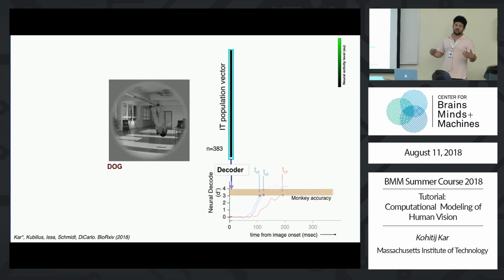But that's sort of like a, sorry, go ahead. When you say monkey accuracy, you were talking about the accuracy of the decoder? No, this line, is that what you're asking? So when the monkey was doing the task, this is the accuracy that it had to tell that this is a dog versus any other.